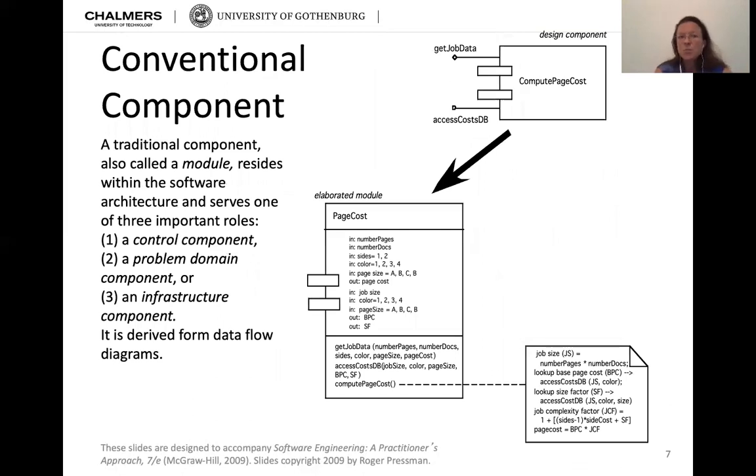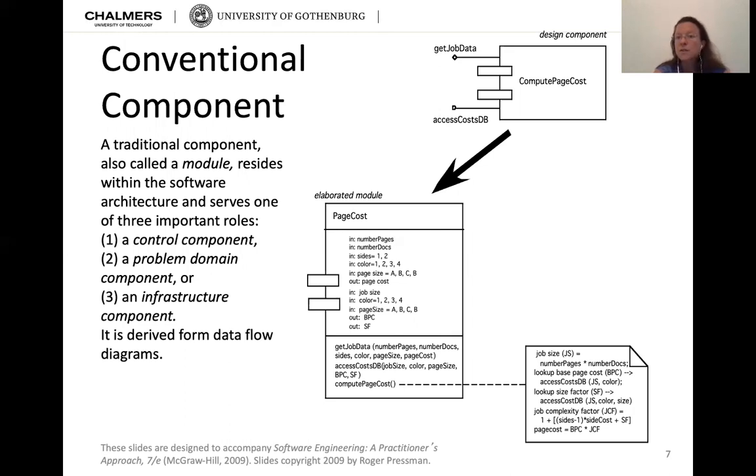In a conventional component, which is also called a module, that is something that resides within the software architecture, and it usually serves one of those three important roles. It can be a control component, it can be a problem domain component, or it can be an infrastructure component. And it's derived from data flow diagrams. That's one of the ways. Data flow diagrams as well as from class diagrams.